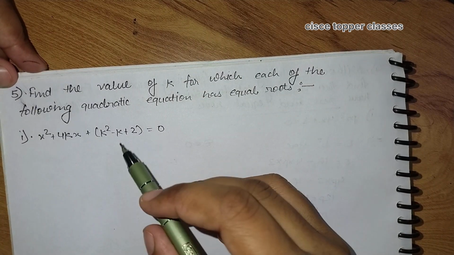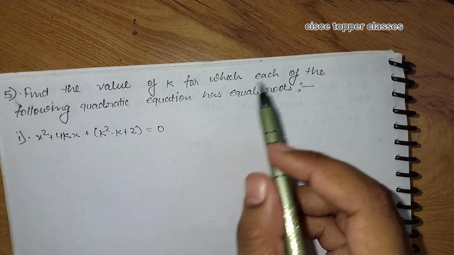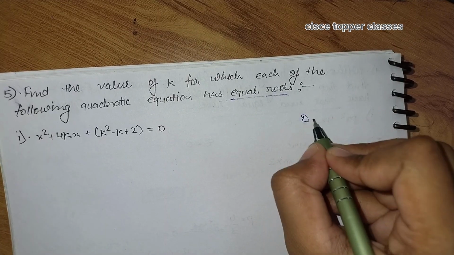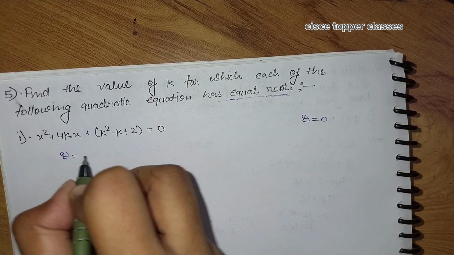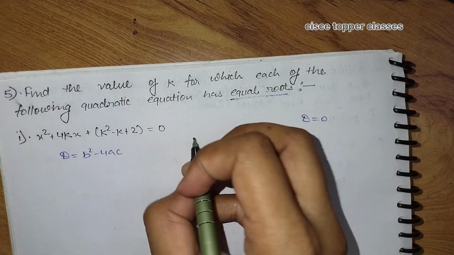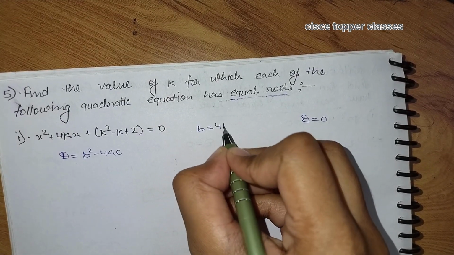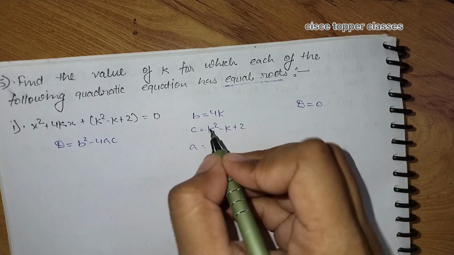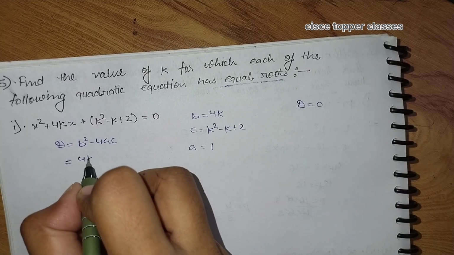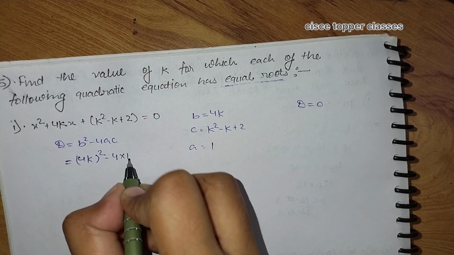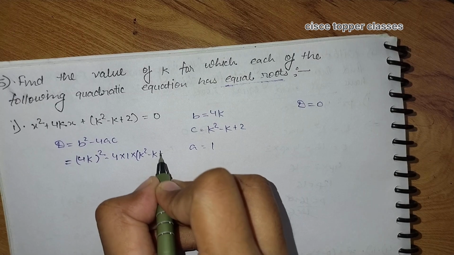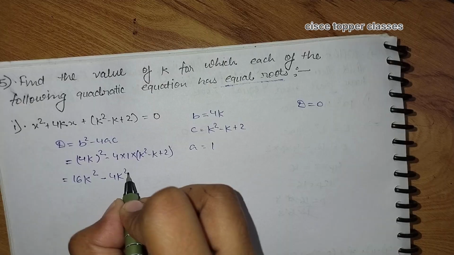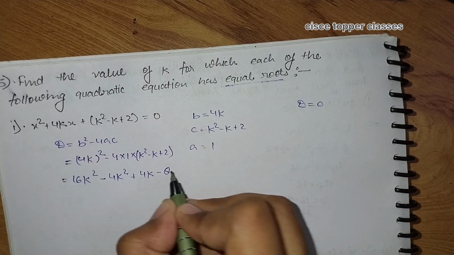Let us solve question number 5 first part. Here it is given: find the value of k for which each of the following quadratic equations has equal roots. We know if we are getting equal roots, the value of discriminant will be 0, and the formula for discriminant is b square minus 4ac. Here b is 4k, c is k square minus k plus 2, and a is 1. So b square will become (4k) whole square minus 4 into 1 into (k square minus k plus 2). So this will become 16k square minus 4k square plus 4k minus 8.